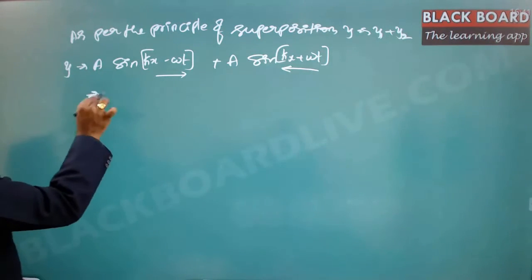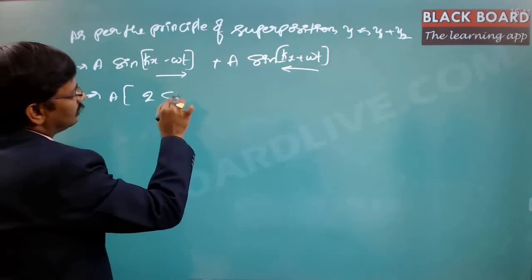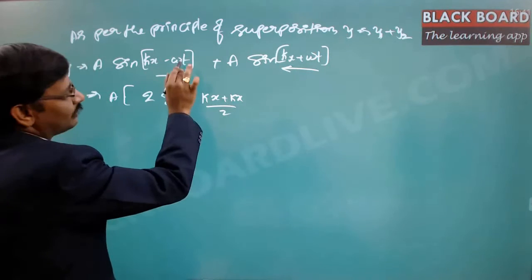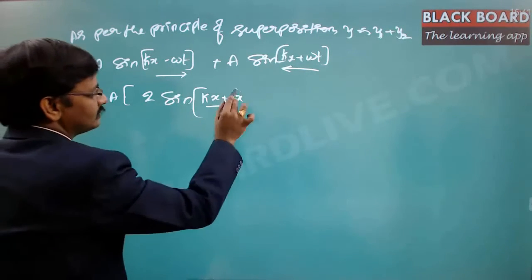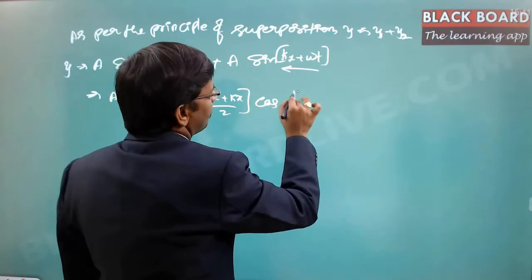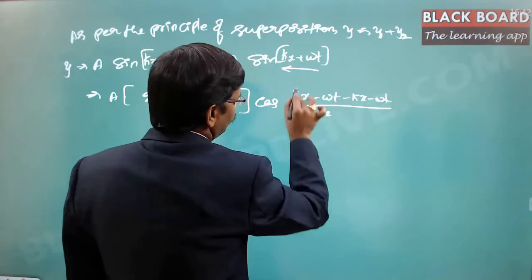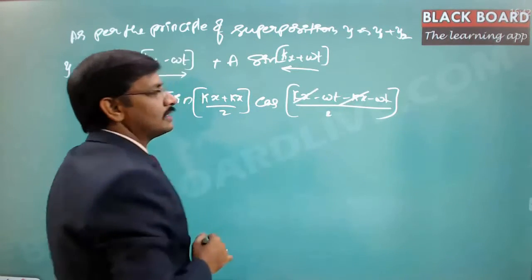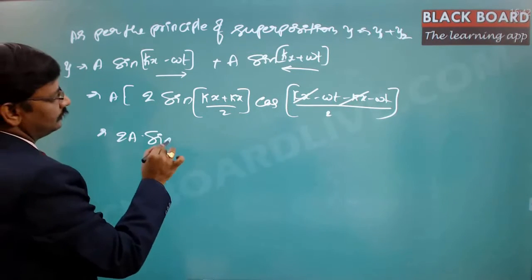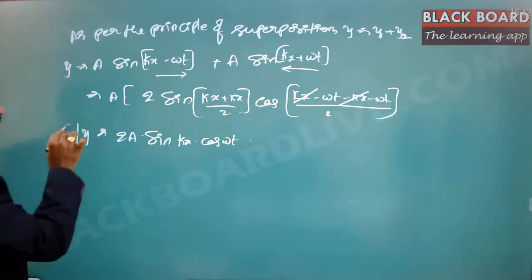And the sum of this is going to be a into sine C plus sine D, so that is 2 sine of (C plus D) by 2. So kx plus kx by 2, because kx minus omega t and kx plus omega t, the omega t will be cancelled out, and then cos of (kx minus omega t minus kx minus omega t) by 2. This kx will cancel out, and then we are left with 2a times sine of kx cos of omega t. And this is the equation of this standing wave.